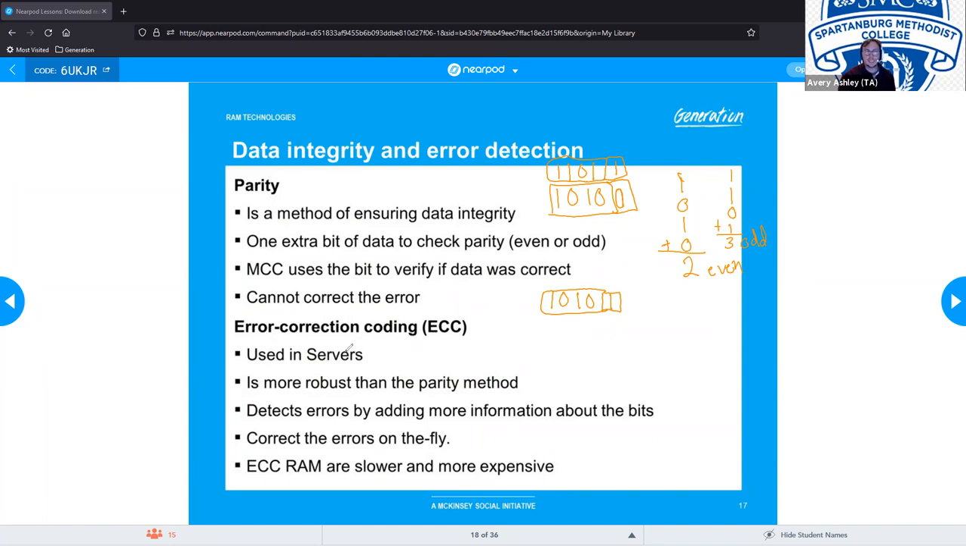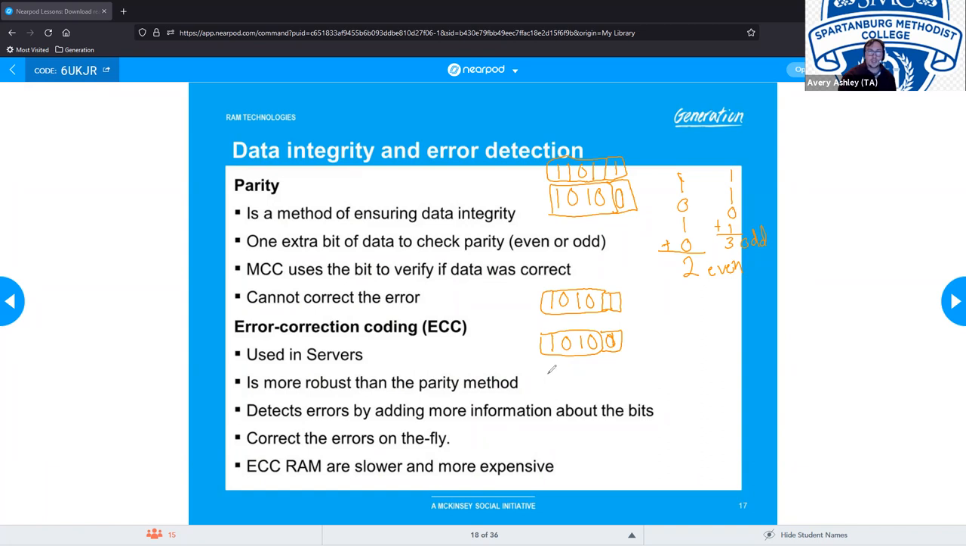Now, when we have ECC, or error correction coding, it's typically used in servers, is more robust than the parity method, and it'll detect errors by adding more information about the bits, and it corrects errors on the fly. So it's slower, but more expensive because it can correct it. So if we have 1, 0, 1, 0, it does the same thing by having that little bit that says that it's either even or odd. So if it's even, it should be 0. If it's odd, it should be 1.